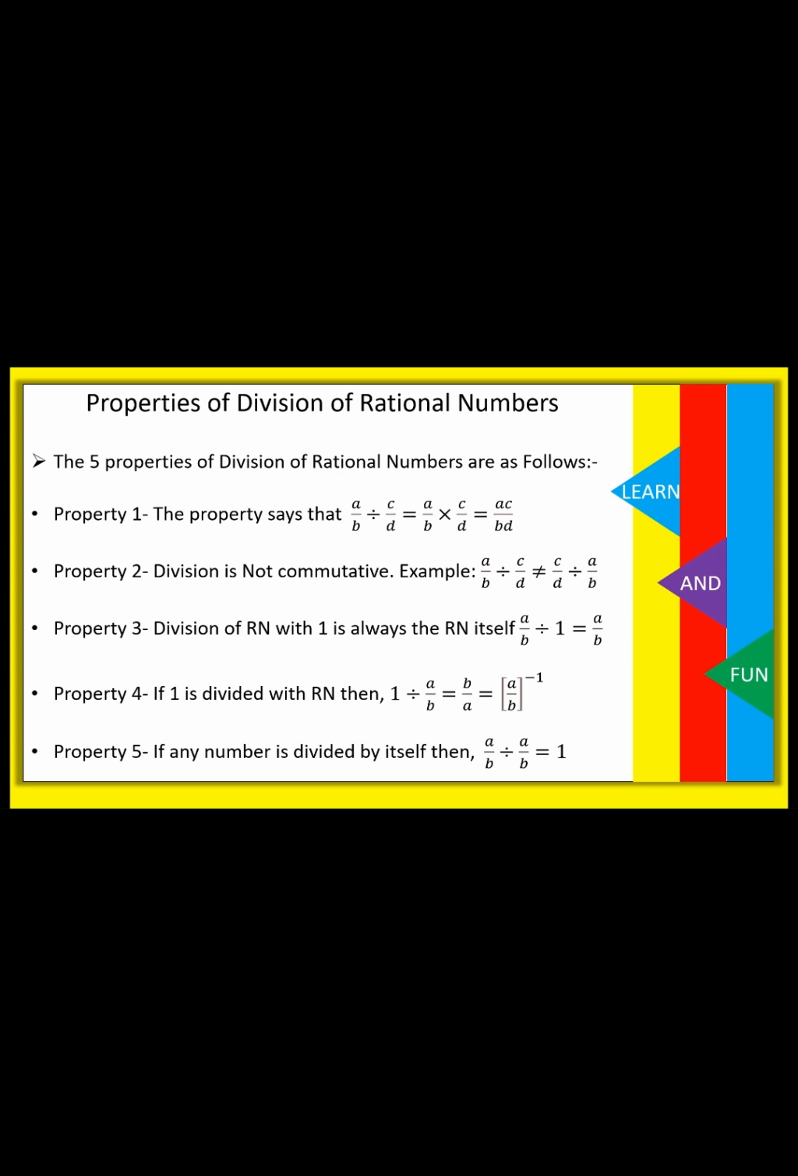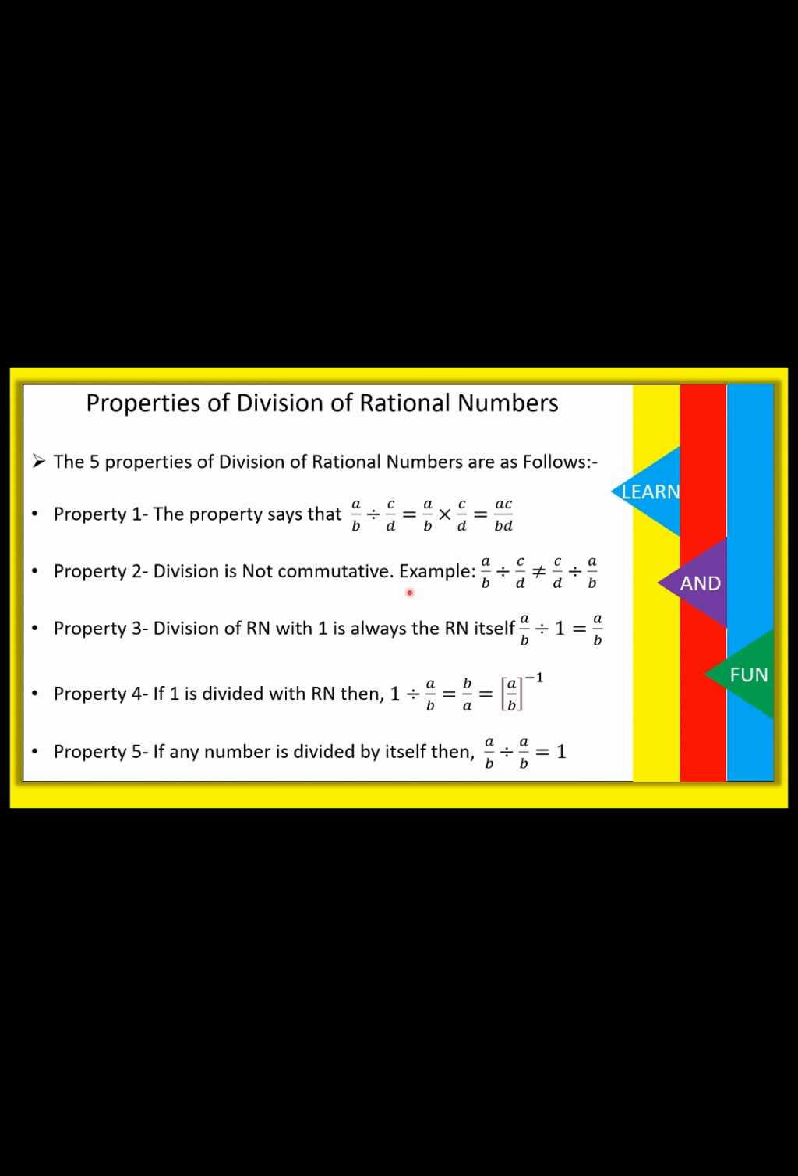Properties of division of rational numbers. The 5 properties of division of rational numbers are as follows. So let's see the first property. The first property says that a/b divided by c/d is equal to a/b into c/d, which is equal to ac/bd.